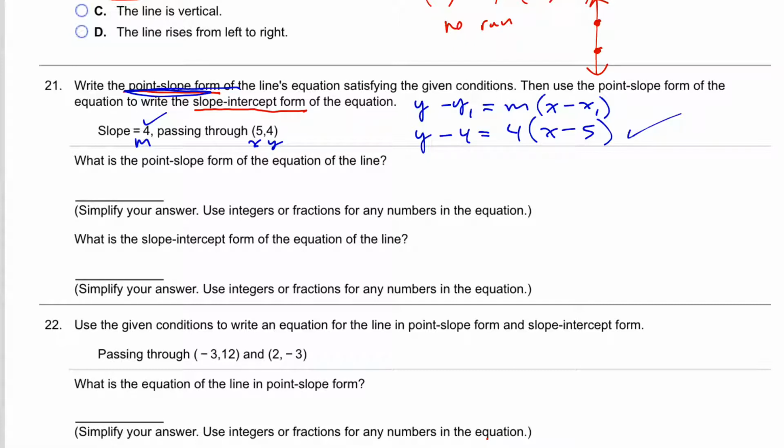That's point slope. We don't have to simplify that. But the next question just requires us to isolate the y. So this is part 1. And then part 2 would just be to get this y isolated, or solve for y.